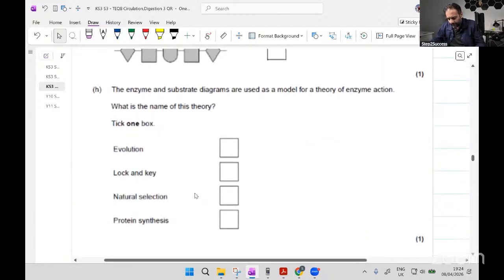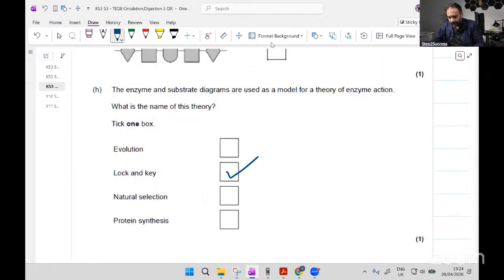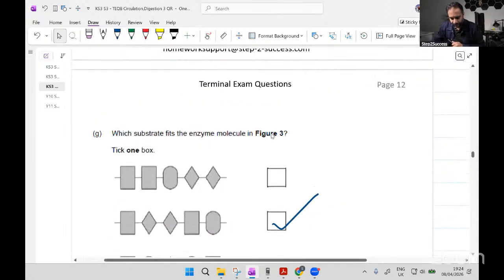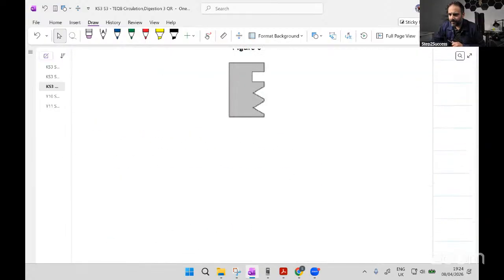The enzyme and substrate are used for a model of enzyme action. What is the name? It's called a lock and key. So this idea that you've got to get the right shape to fit into another one, that's what it is. Okay, that was the question. I need to open this up actually. Just give me one moment.